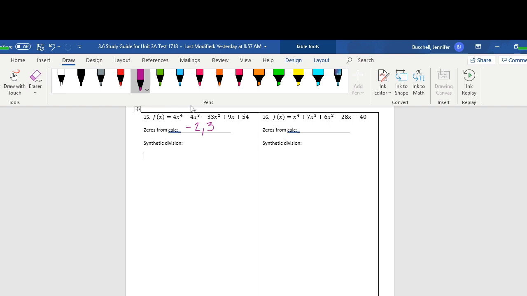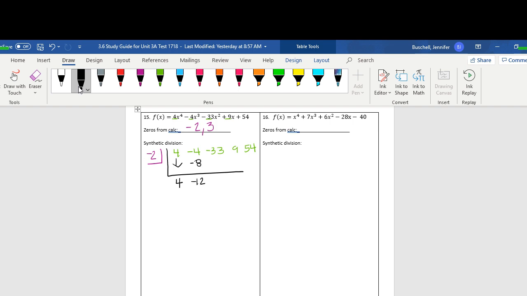Now I'm going to use synthetic division to find my other 2. So I'm going to start with -2 as my box number. My coefficients, I have x to the fourth, x to the third, x squared, x, and none. So I don't have to do any zeros for my coefficients. So I have 4, -4, -33, 9, and 54. Drop my first number, which is 4. So -2 times 4 is -8. -4 plus -8 is -12.